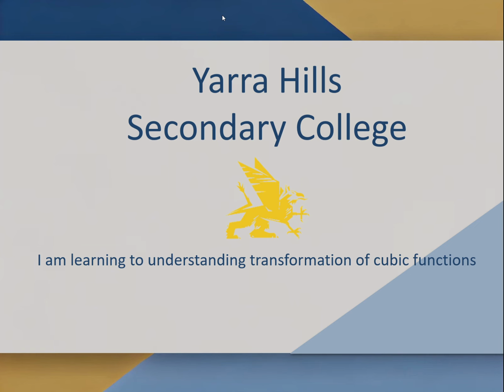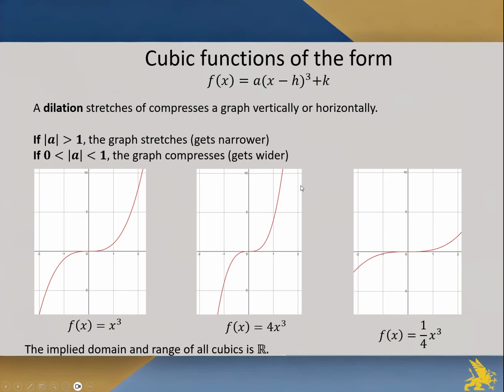Okay, so we are going to be going over 6E. 6E is referring to learning to understand the transformations of a cubic function. So before we get started, we need to understand what is the basic cubic function. So that is f of x is equal to x to the power of 3.